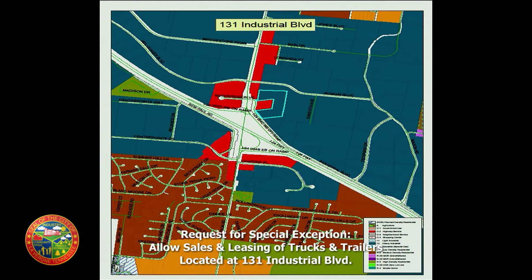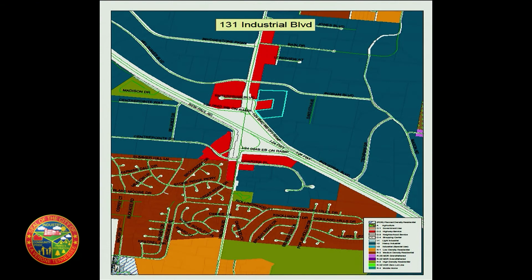The zoning map shows it's I-2, which is heavy industrial, and also most of its neighbors are I-2, except the Pilot station is C2, and then some other neighbors here are C2 that front Walden Road, between this lot and Walden Road.